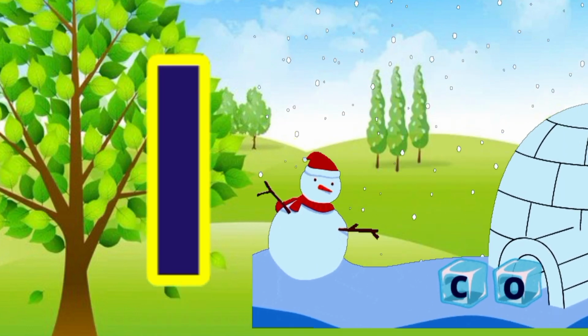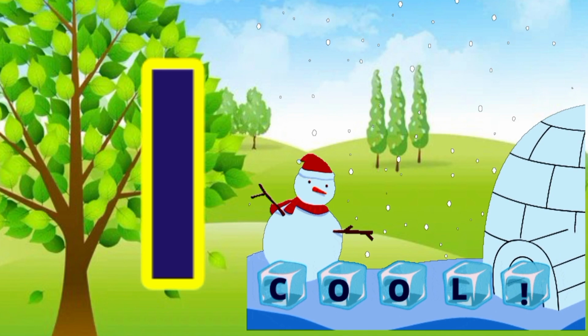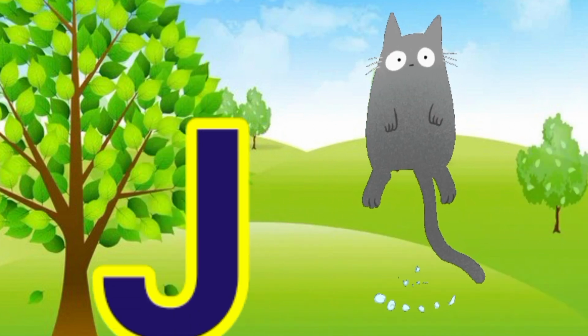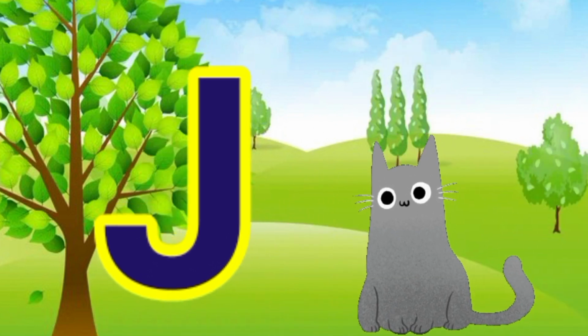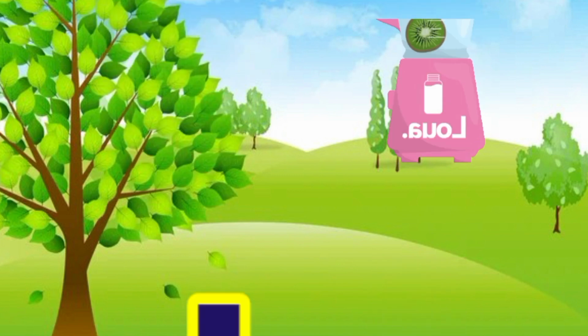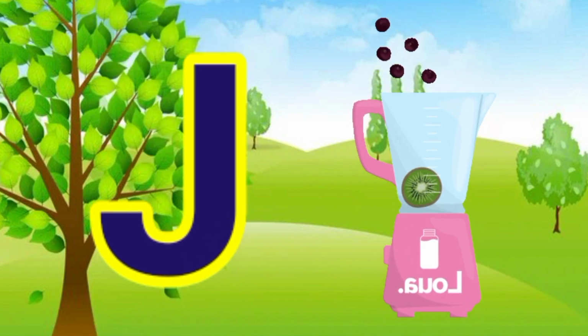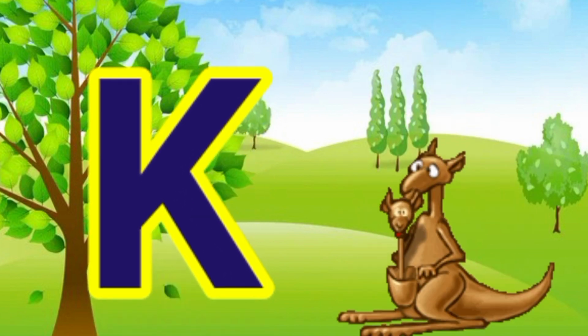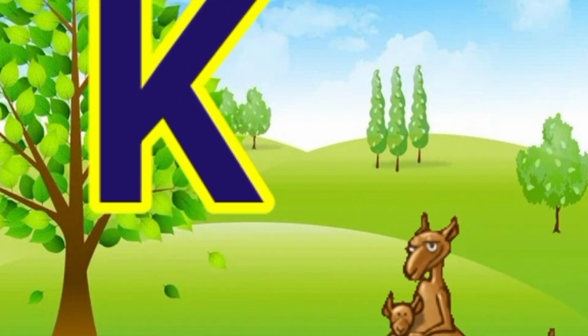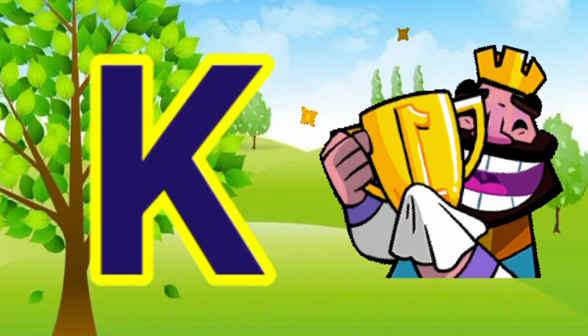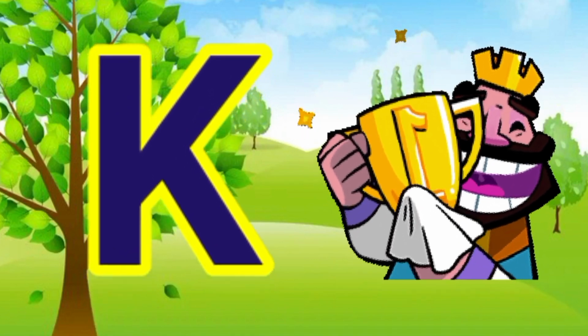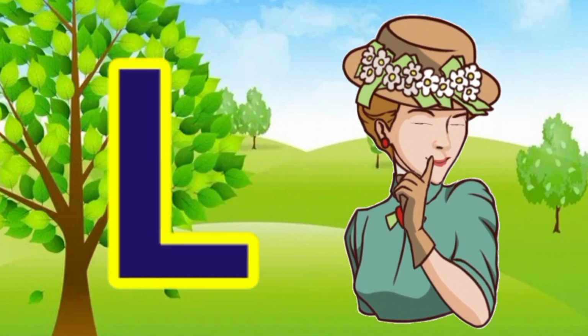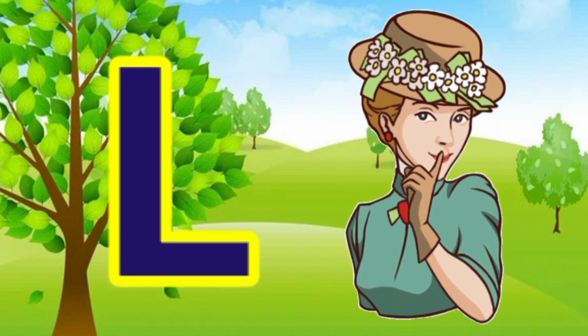I for igloo. I for igloo. J for jump. J for jump. J for juice. J for juice. K for kangaroo. K for kangaroo. K for king. K for king. L for lady. L for lady.